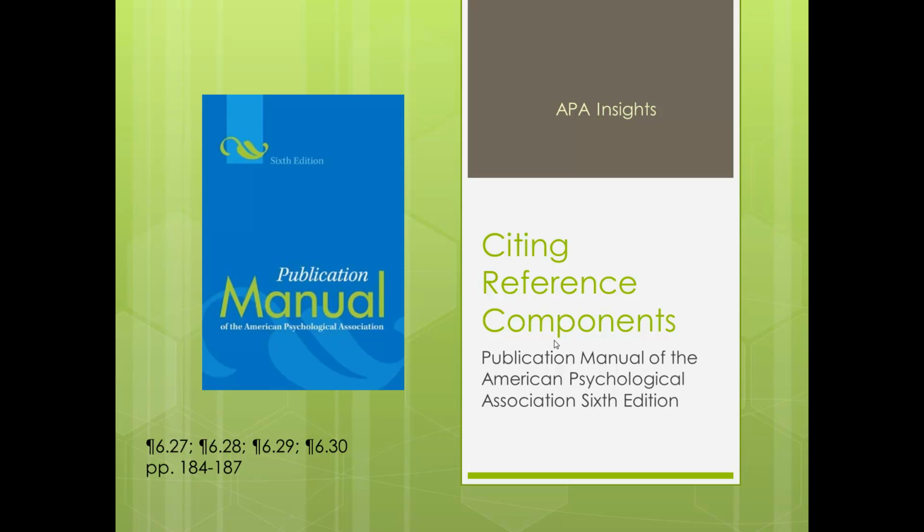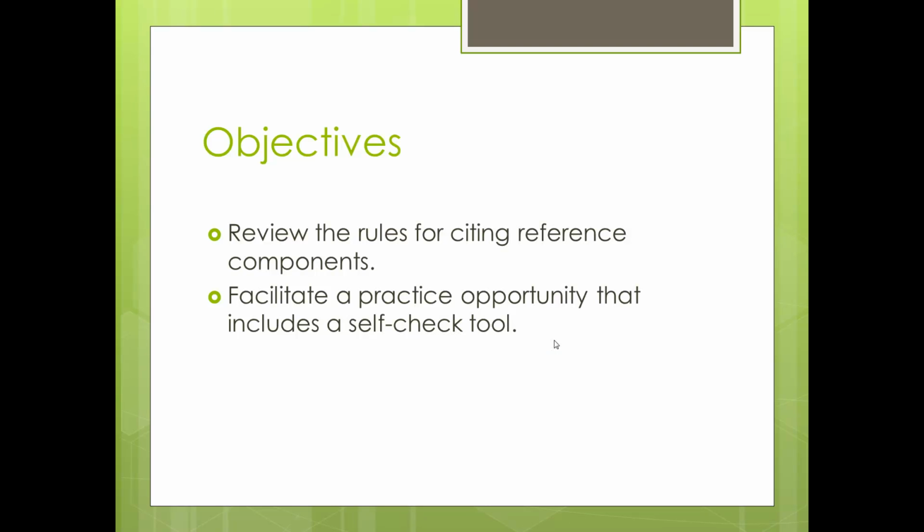In general, a reference should contain the author name, date of publication, title of work, and publication date. In this module, we will address how to cite those areas. The objectives for this segment are to review the rules for how to cite reference components, followed by an opportunity to apply the material that has been covered.